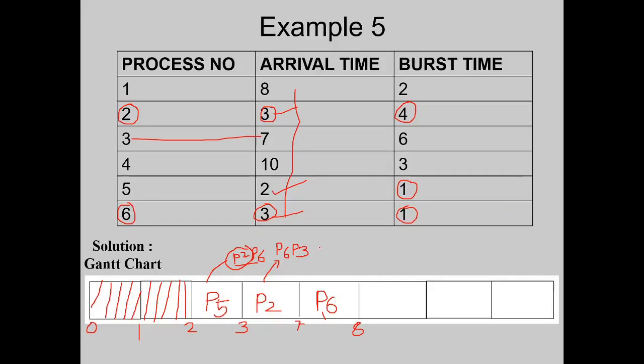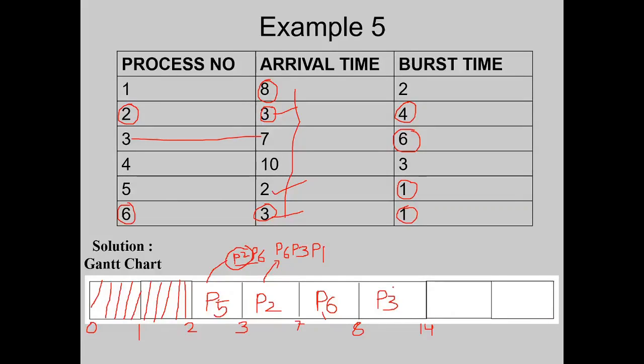Then when process P6 is running, check whether any other processes have arrived. Yes, at unit 8 process P1 has arrived. But process P3 has come first, so allocate process P3 to the CPU, and P3 is going to run for how many units? 6 units. So 8 plus 6, how much? 14. So process P3 is going to start at unit 8 and end at unit 14.